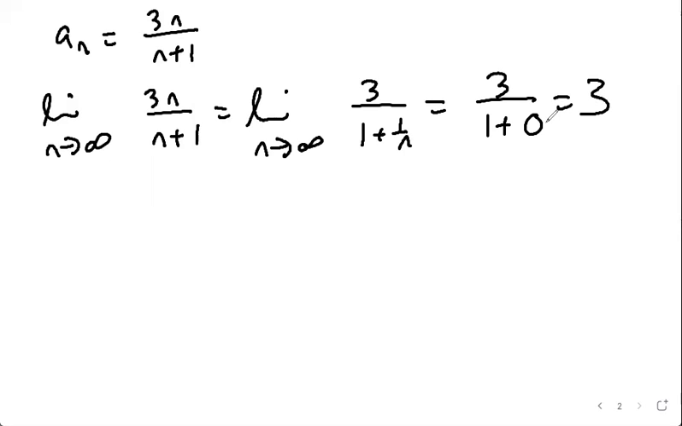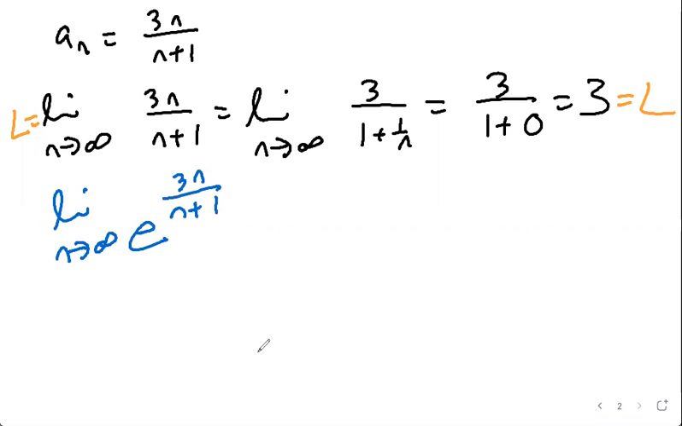Okay, so this is where we are right now. Let L be the limit as n goes to infinity of a sub n. So 3 is equal to L. Now let me ask you about this new sequence here. What's the limit as n goes to infinity of e to the 3n over n plus 1?